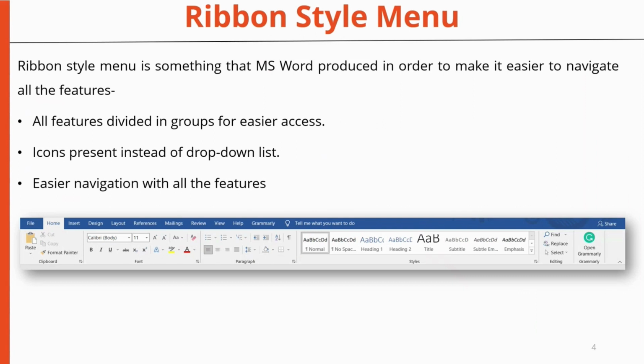So what is the ribbon style menu? The ribbon style menu is something that MS Word has produced in order to make it easier to navigate all the features, right? When you are using Microsoft Word, there are a number of features and functions available to make your work easy so that you can complete your task in time. Most of these features, sometimes you have to look for them because there are so many features that have been integrated. But Microsoft Word has actually made your life simpler in that way. All the features are divided in groups for easier access.